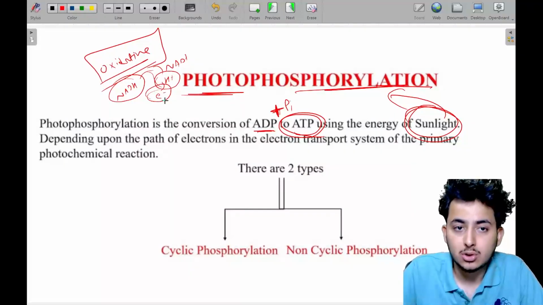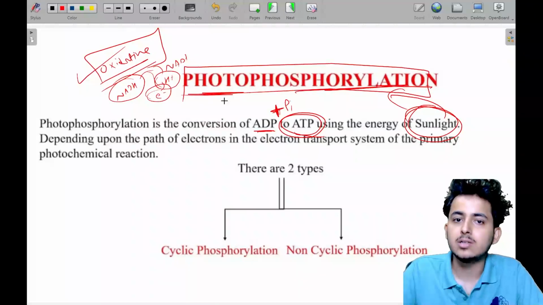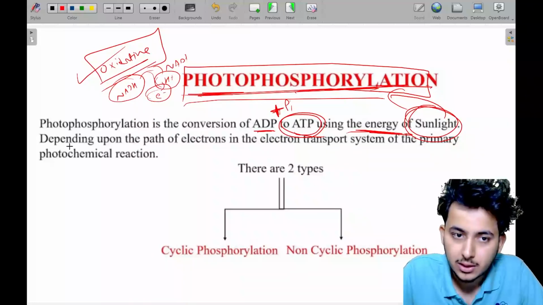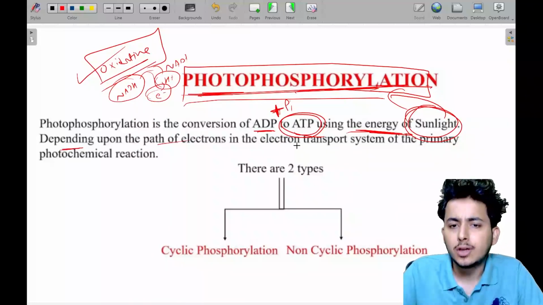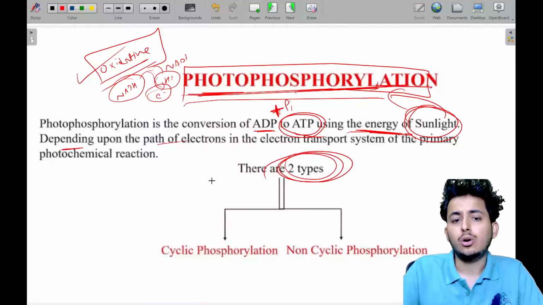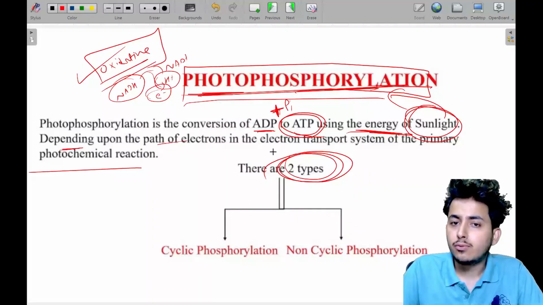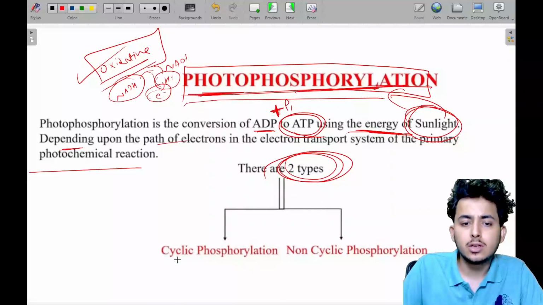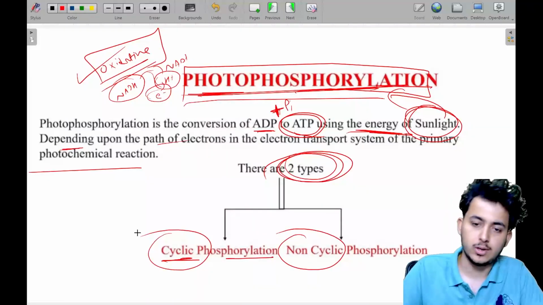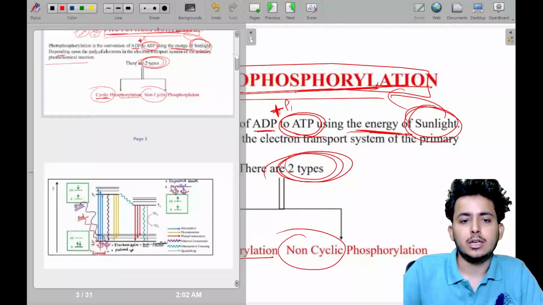So that is why that is called oxidative phosphorylation. But in case of plants, it is called photophosphorylation, because it is happening in the presence of sunlight. Depending upon the path of electrons in the electron transport system, we have two types of photophosphorylation. The first one is cyclic photophosphorylation, and the other is non-cyclic photophosphorylation. So let's look into them in detail.